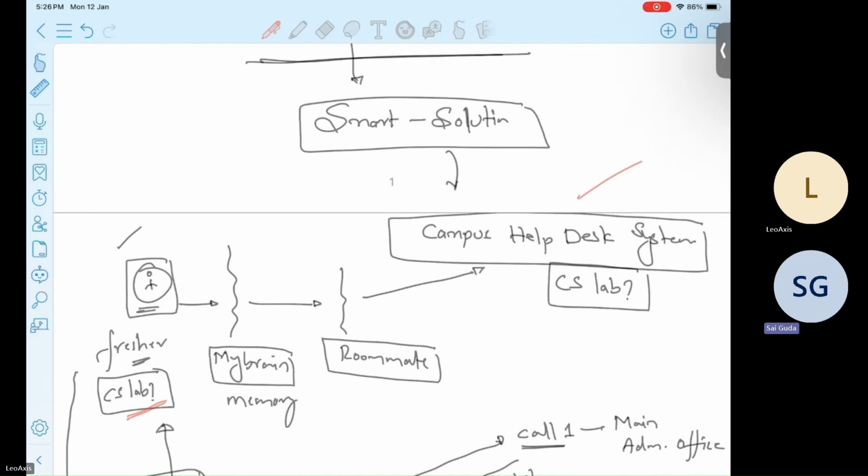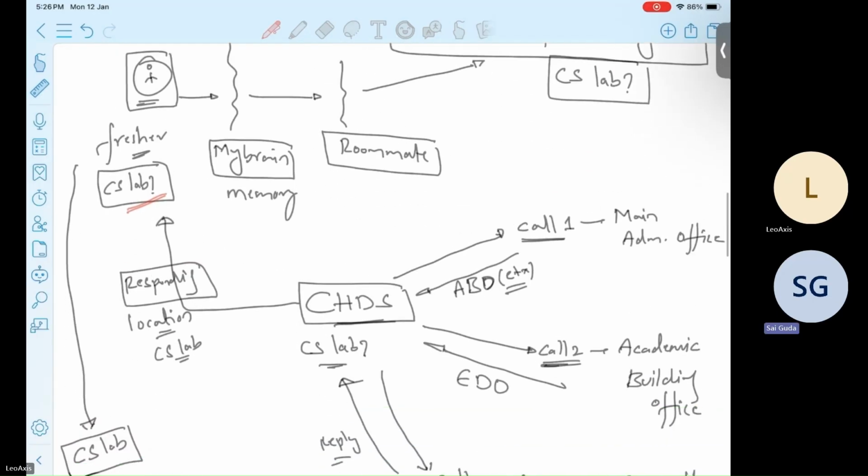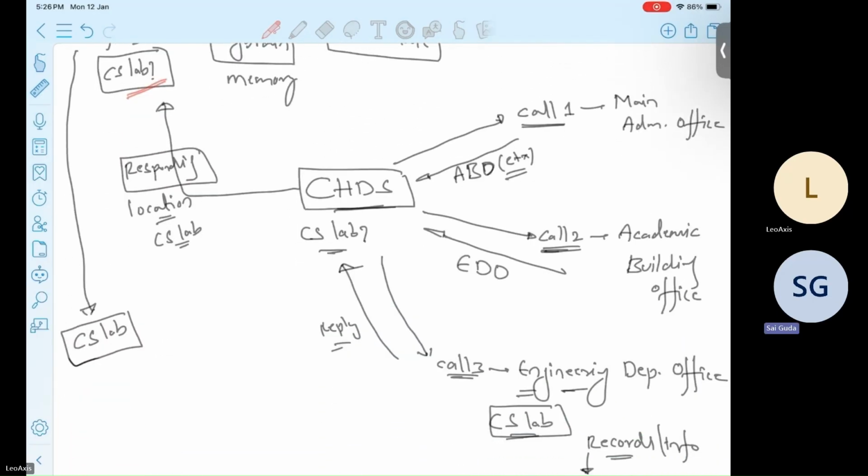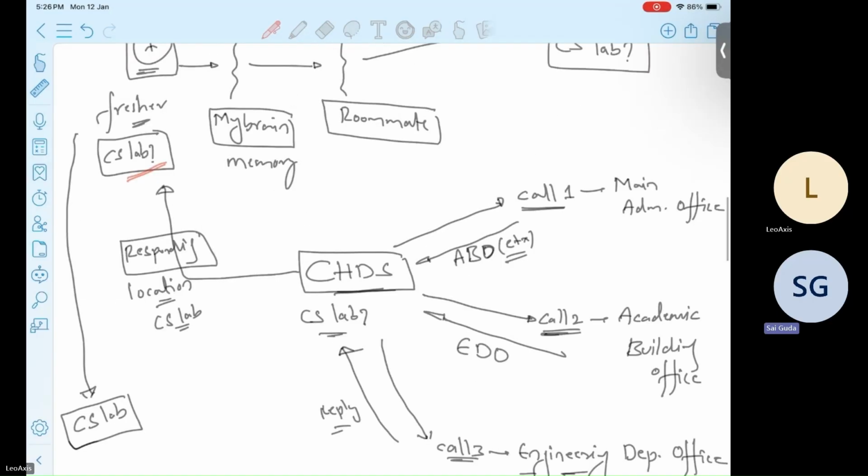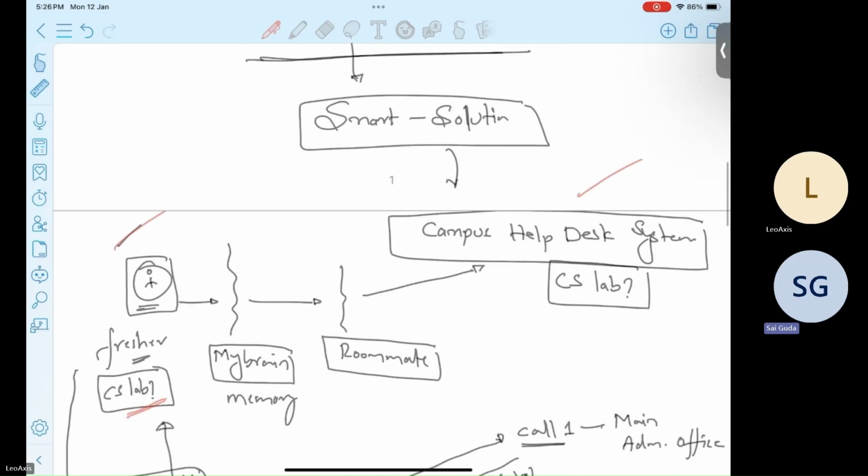The system is known as the campus helpdesk system. It is a process to gather information. In this system, a group of team members are involved in order to collectively get this information. Whenever I want any information, first I check within my memory. If it is not stored in my memory, I approach my roommate. If the roommate is also not aware of this location, I approach the campus helpdesk system.